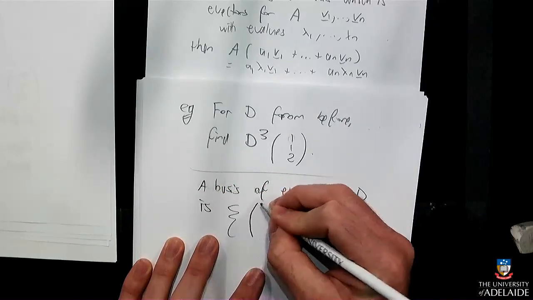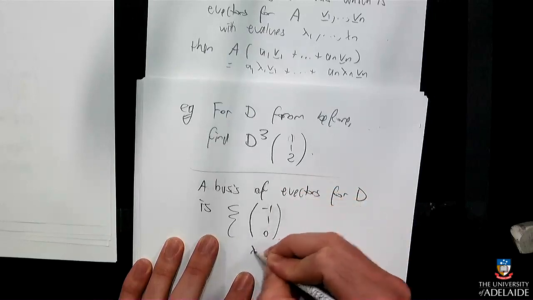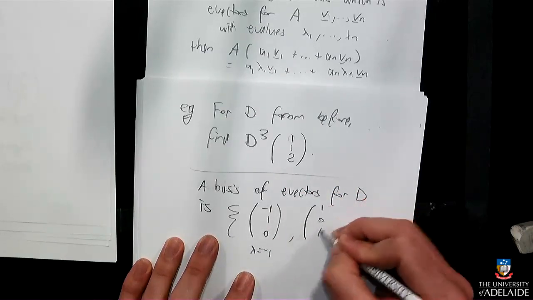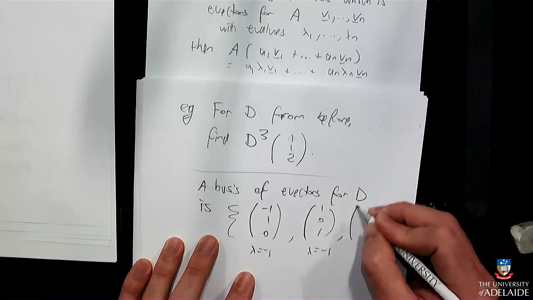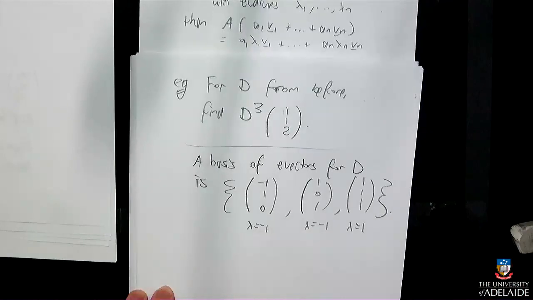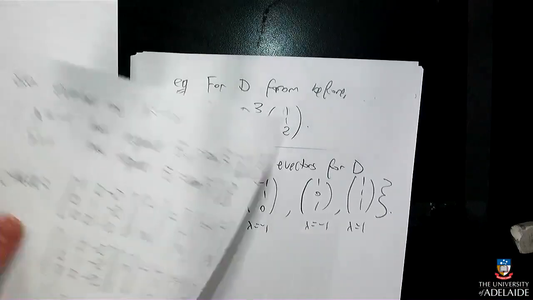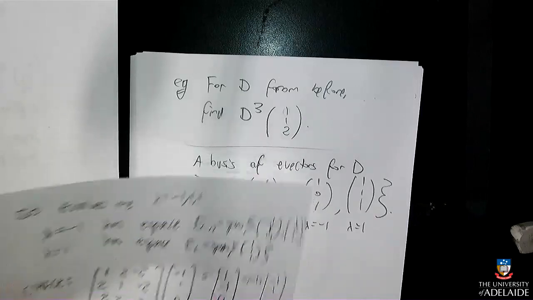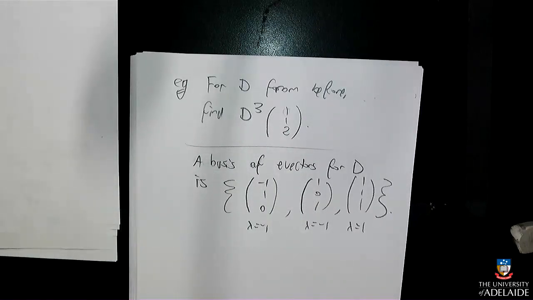Is minus 1, 1, 0 with eigenvalue negative 1, and 1, 0, 1 with eigenvalue negative 1, and 1, 1, 1 with eigenvalue 1. Okay? That was from our previous working. We got these are our eigenspaces here. And literally, you can just glue together the bases for the eigenspaces, and that's going to be a basis for the whole of R whatever. Unless there's not enough of them, and then, well, sad.